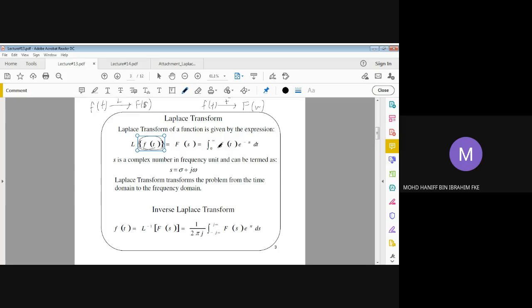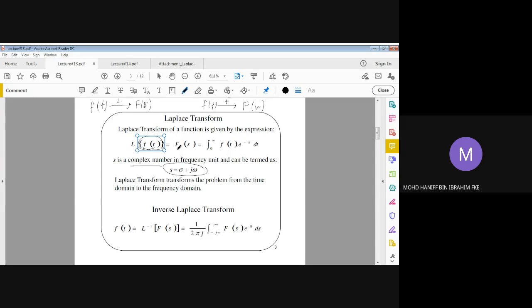Let's have a look at the mathematics of it. It is given by the integration from 0 to infinity of f(t) e^(-st) dt, in which s is a complex number in frequency, and is termed as s = sigma + j omega. This is the definition of the Laplace transform.